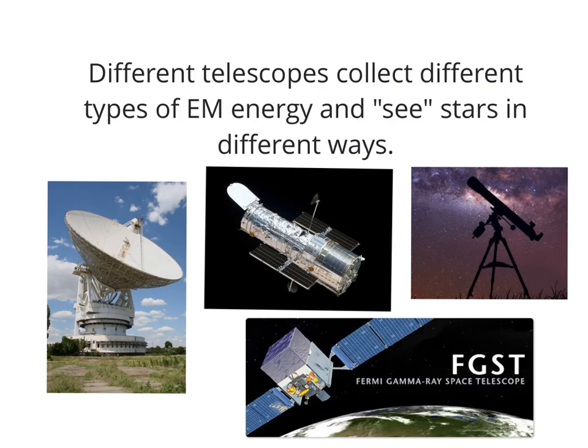The reason that we study the electromagnetic spectrum as part of our astronomy unit is because different telescopes collect those different types of electromagnetic energy, and so they can see the stars in different ways. Some telescopes collect light energy. Those are the types that you might use if you have a telescope at your house. But other telescopes collect radio waves or microwaves or gamma rays. There's all different ways of seeing the stars.